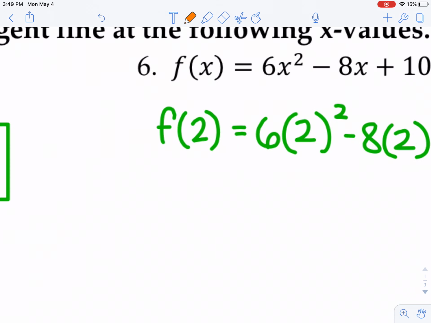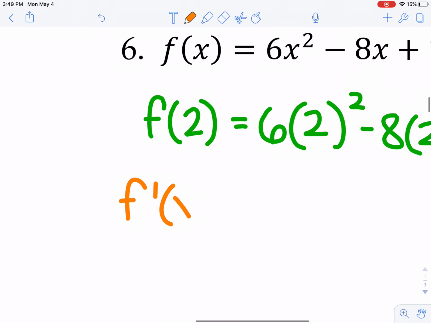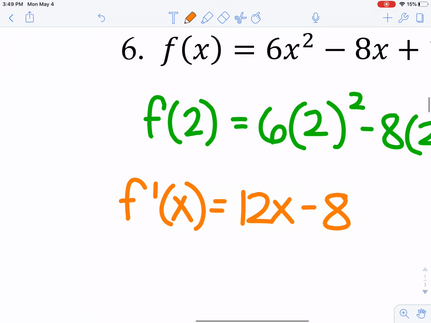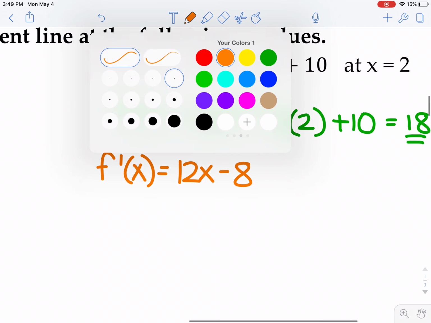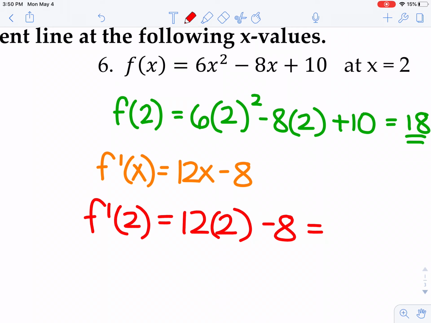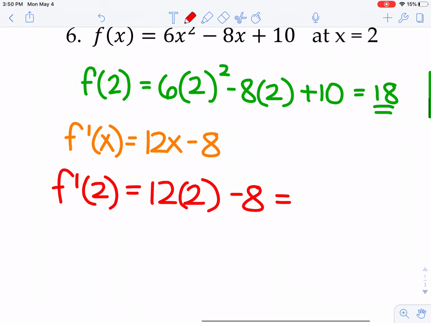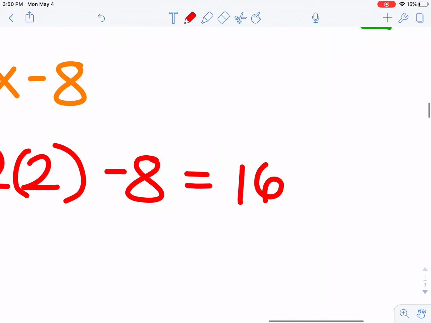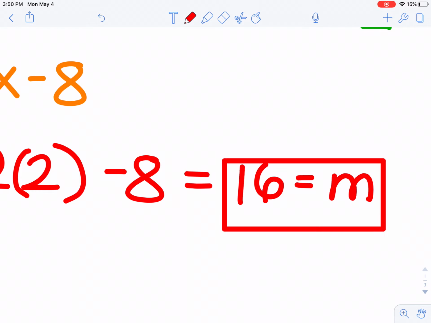To find the slope, we find the derivative first. Okay, 12x minus 8 is the derivative. Now, plug in 2. Okay, 24 minus 8 is 16. That's the slope of the line.